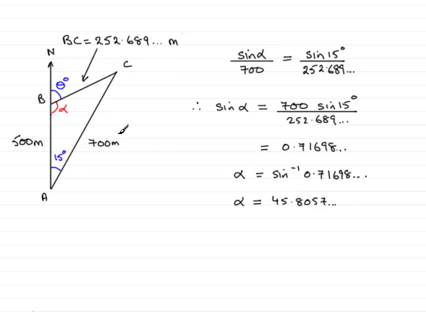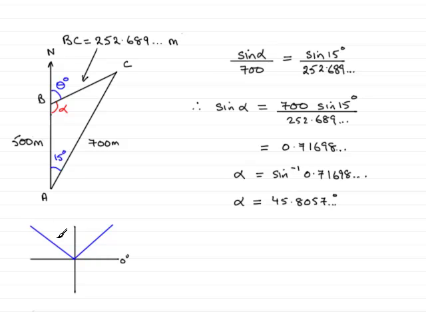Now when you look at the diagram, you can clearly see that alpha is more than 90 degrees. It's an obtuse angle. It cannot be 45.8057 degrees. So why is this? Well, cast your mind back to the quadrant diagram. Remember that if this is 0 degrees, sine is positive, because we're dealing with 0.71698 in the first quadrant. All trig ratios are positive in that quadrant, and sine is positive in the second quadrant.